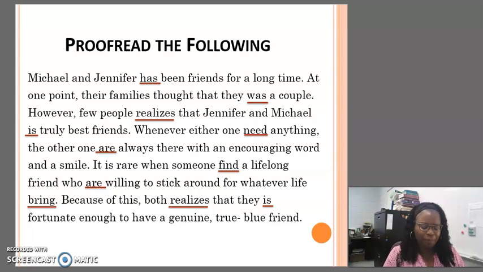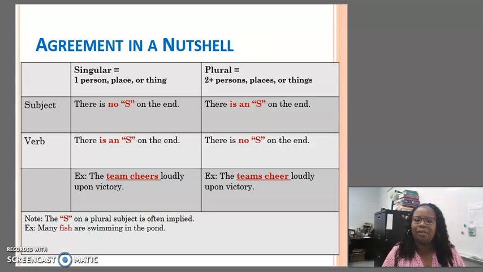So the thing to keep in mind in general is that singular subjects do not have an S on the end, obviously, right? Boy, woman, man, shoe. There's no S on the end, indicating that there's only one thing. However, a singular verb does have an S on the end, right? So the boy runs down the hill. The woman runs up the street. The shoe is missing.